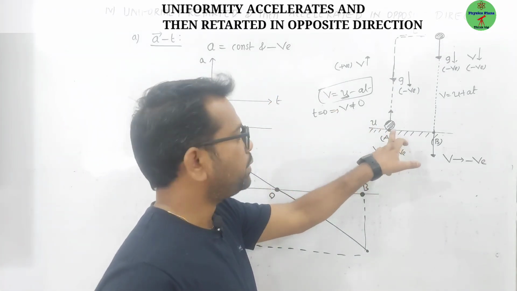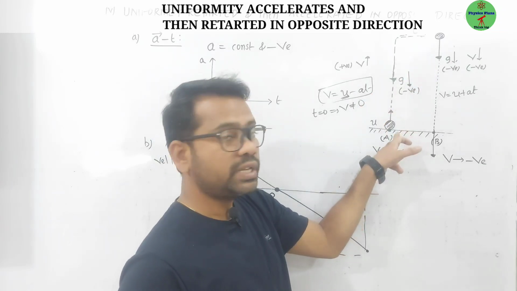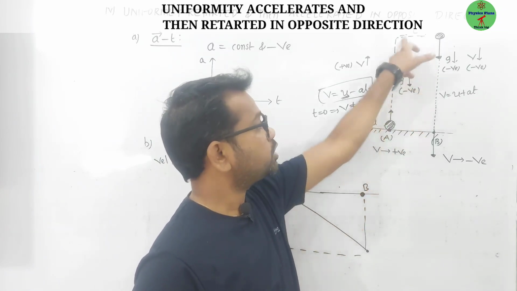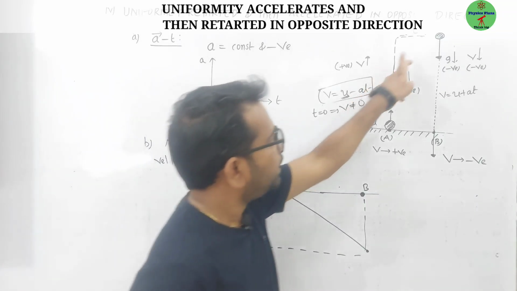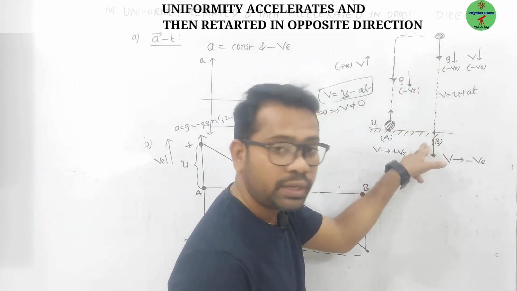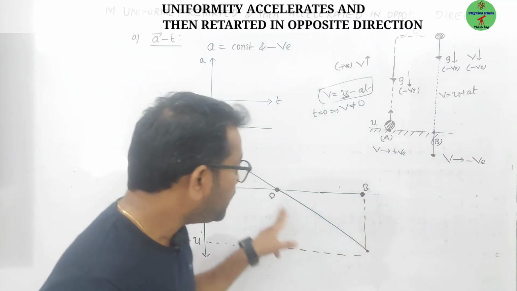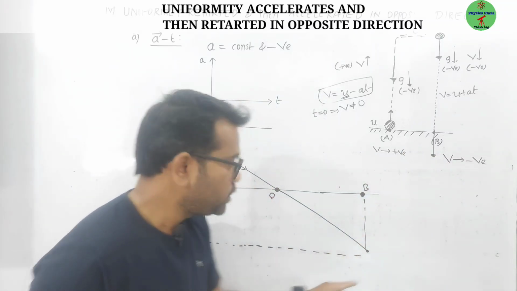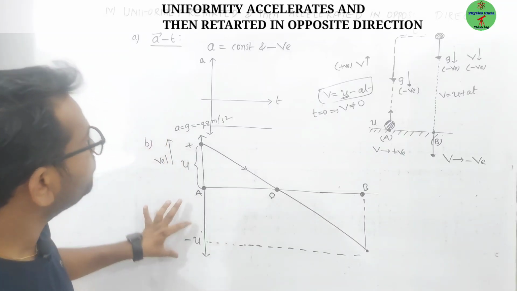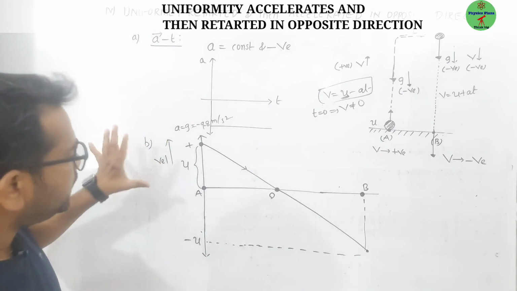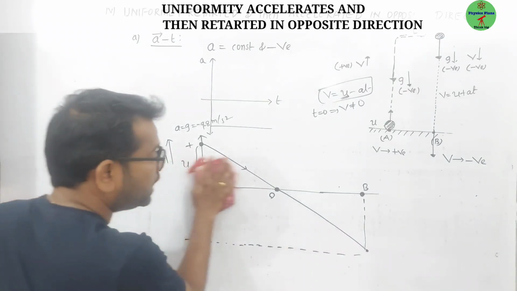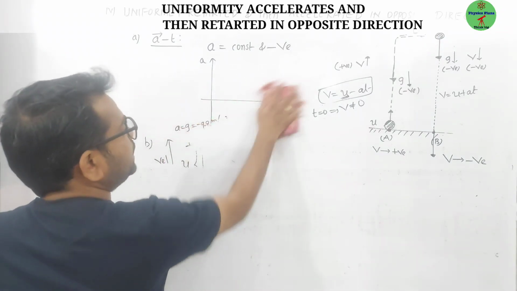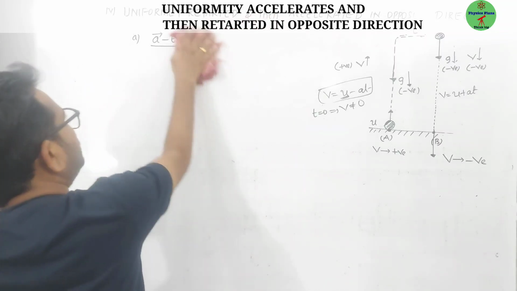As I told you, from A to O, the velocity is in a positive direction but decreasing, so positive direction but decreasing becomes 0. And again reverse journey, O to B, the velocity is increasing but in a negative direction. So this will be positive, it will be negative. So this is our acceleration time graph and velocity time graph. And the last one is displacement time graph. How the displacement time graph is going to be.